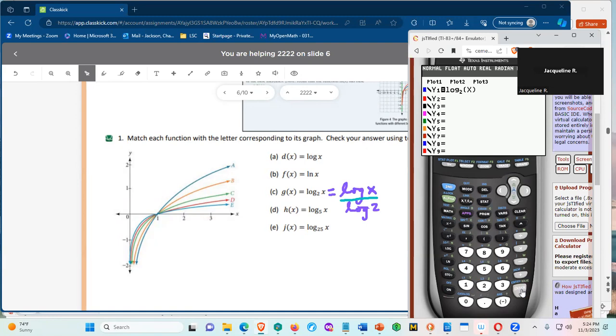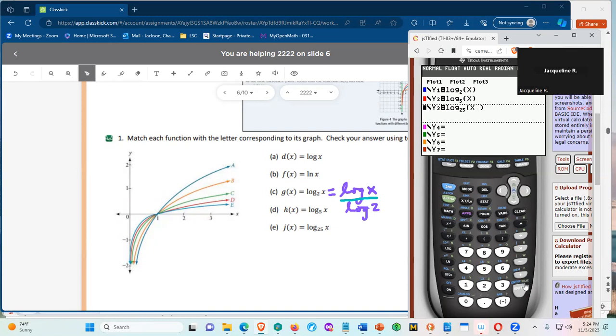All right, and then we'll look at log base 5 of x. Oh yeah, we need the log base thing. Math, scroll up or down to log base, base is 5, x, and then 25. Math, log base 25. So which one do we think?